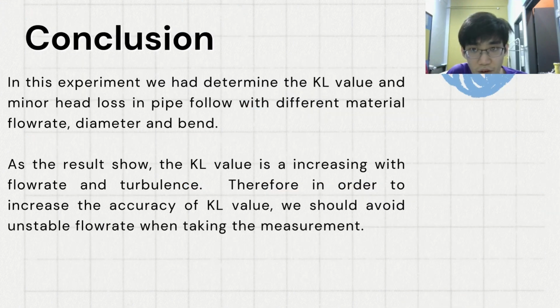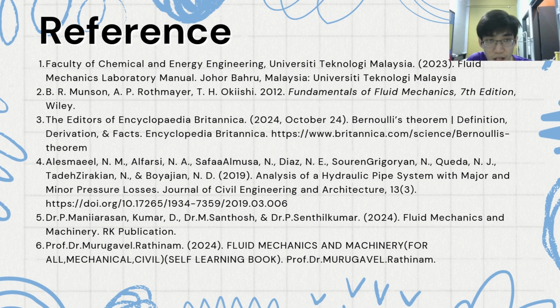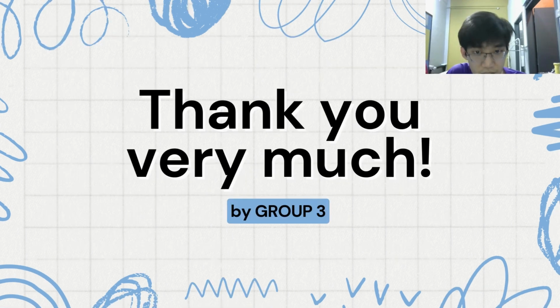For the conclusion of our experiment, in this experiment, we have determined the loss coefficient value, which is the KL value, and the minor head loss in pipe flow with different materials, flow rate, diameter, and bend. As the result shows, the KL value increases with the flow rate and turbulence. Therefore, in order to increase the accuracy of the KL value, we shall avoid unstable flow rate when taking the measurement. This is all the reference we took in our experiment. And that's all. Thank you.